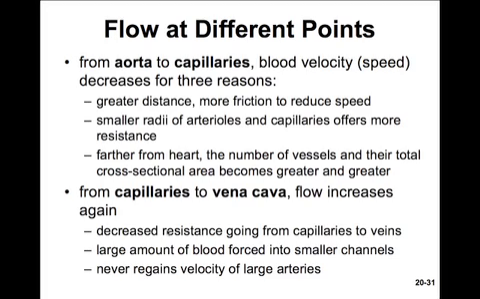From the capillaries, the blood moves back into the venous supply and ends up in the vena cava. In this portion of the system, flow again increases. We'll see that there's decreased resistance going from the capillaries to the veins, and thus the flow will speed up. There's also a large amount of blood that's being forced into these smaller channels, so that will speed up the flow. However, the venous supply is never going to regain the velocity that we saw in the large arteries because there's simply not the same amount of pressure there due to contraction of the heart.